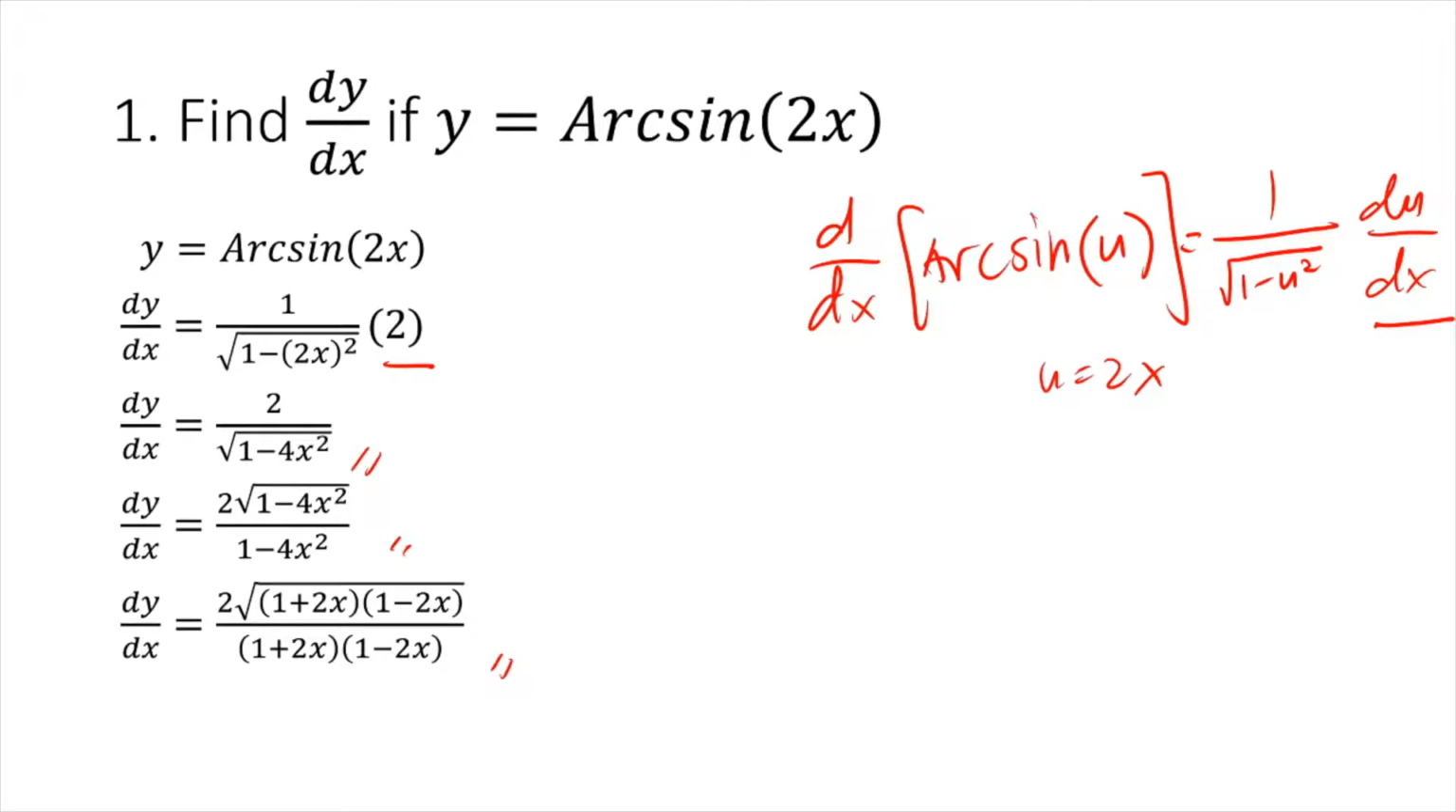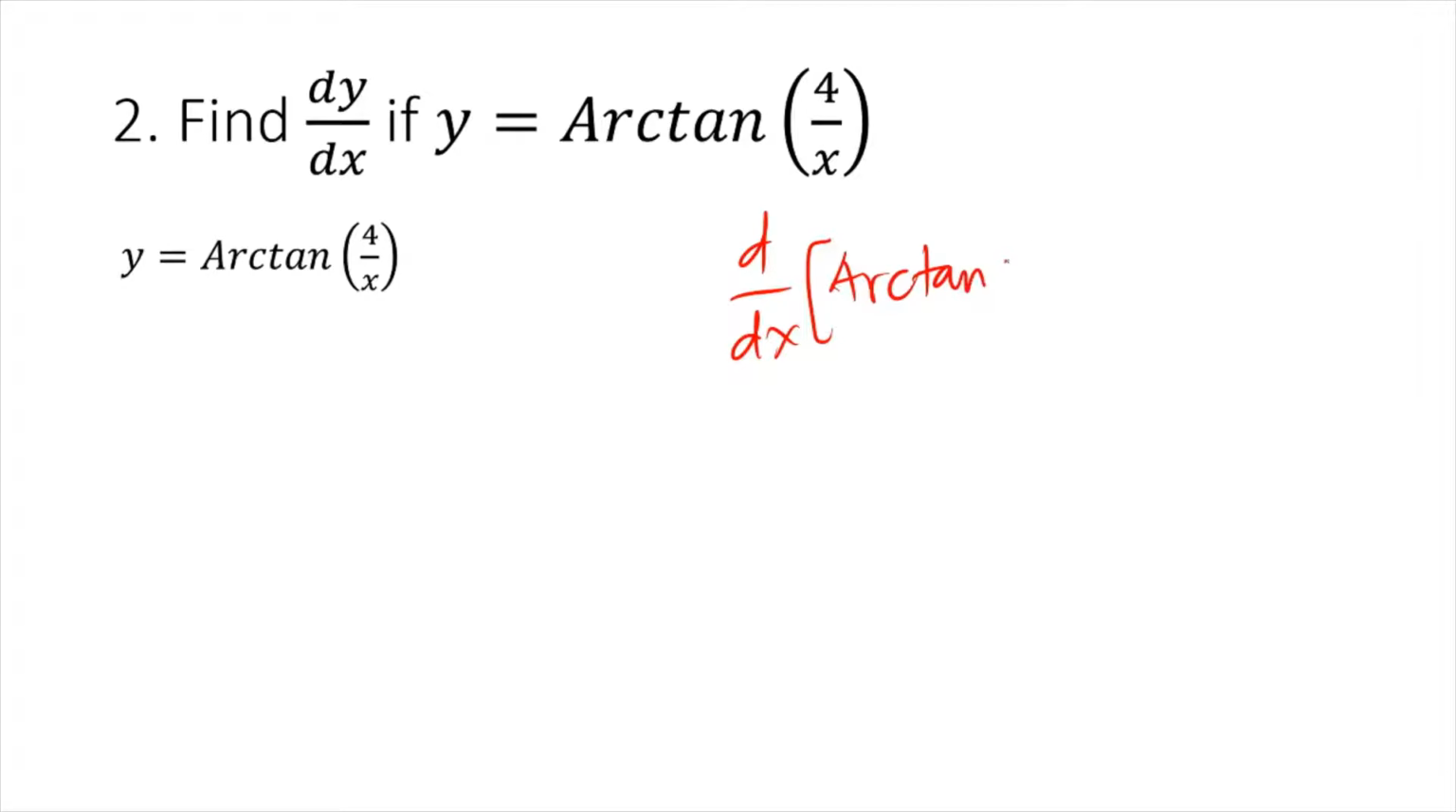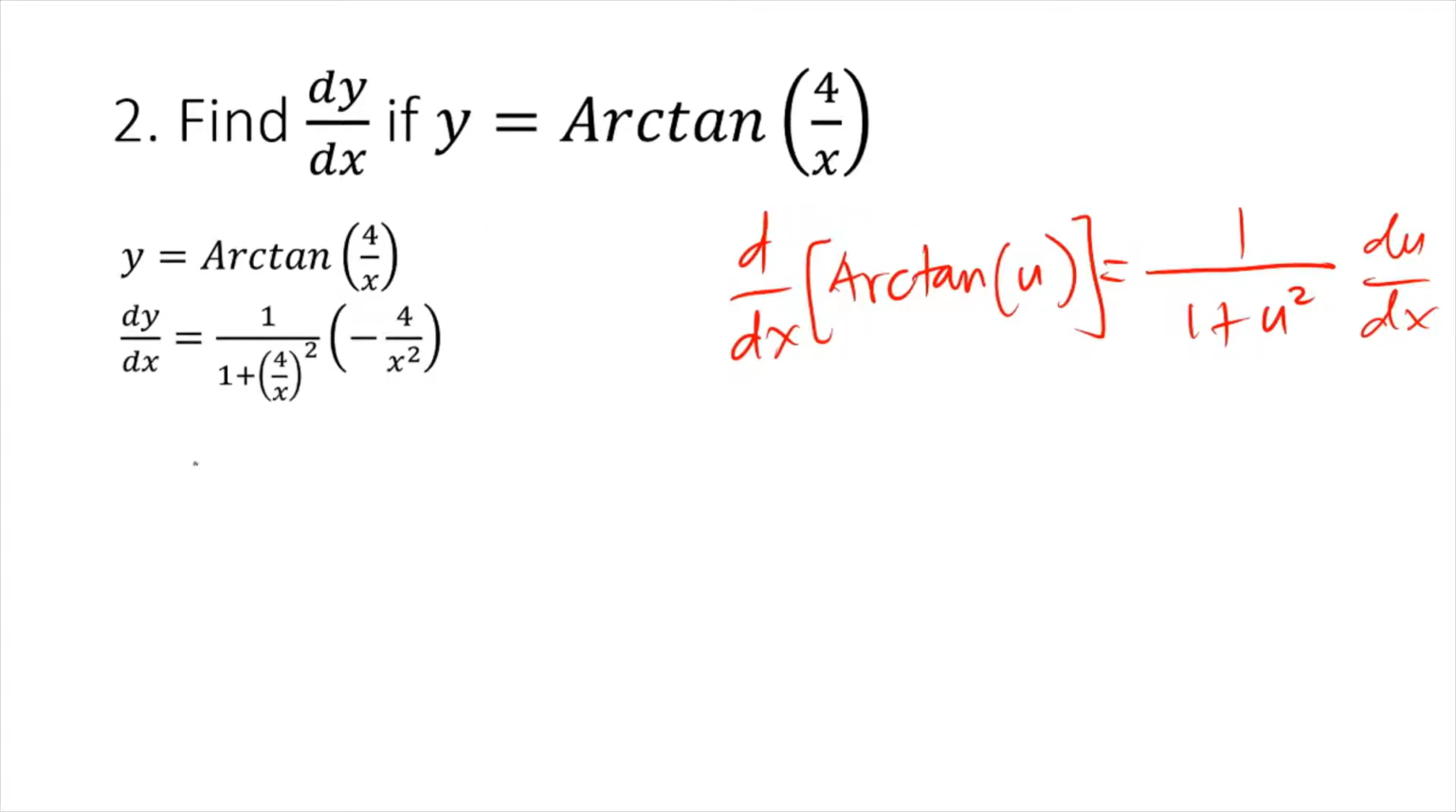Next problem. We are asked to find dy dx if y equals arctangent of 4 over x. So recall that the derivative of arctangent of u, where u is any function of x, is equal to 1 over 1 plus u squared du dx. So if we differentiate the given function arctangent of 4 over x with respect to x, it would result to this equation. So dy dx equals 1 over 1 plus the quantity 4 over x raised to 2 times negative 4 over x squared.